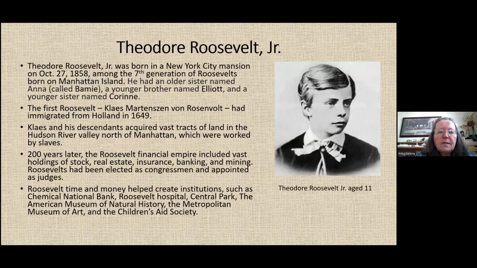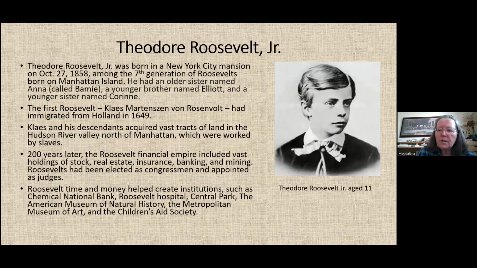Klaas and his descendants acquired vast tracts of land in the Hudson River Valley north of Manhattan, and they were worked by slaves. 200 years later, the Roosevelt financial empire included vast holdings of stock, real estate, insurance, banking, and mining. Roosevelts had been elected as congressmen and appointed as judges. Roosevelt time and money helped create institutions such as Chemical National Bank, Roosevelt Hospital, Central Park, the American Museum of Natural History, the Metropolitan Museum of Art, and the Children's Aid Society, which was mentioned before.